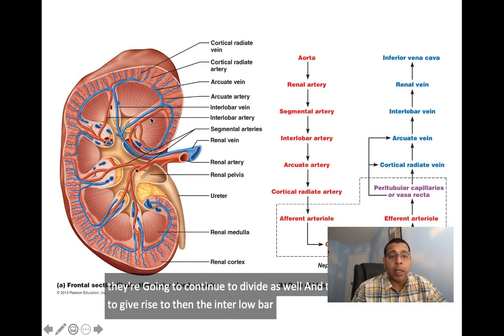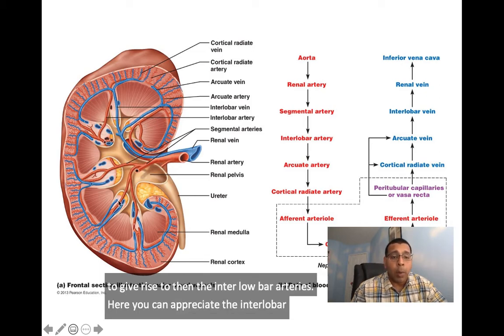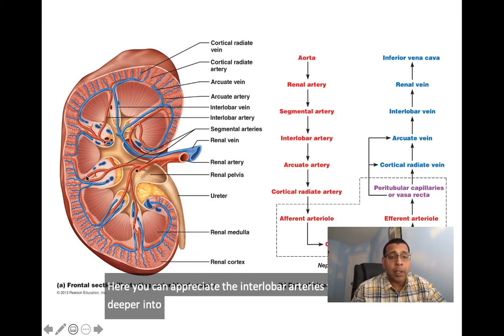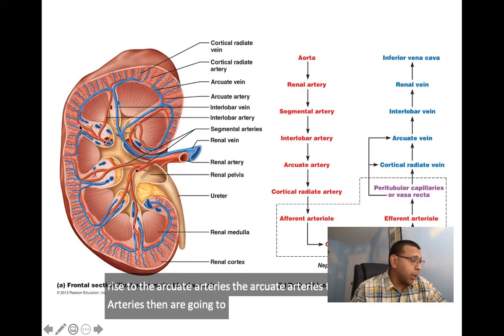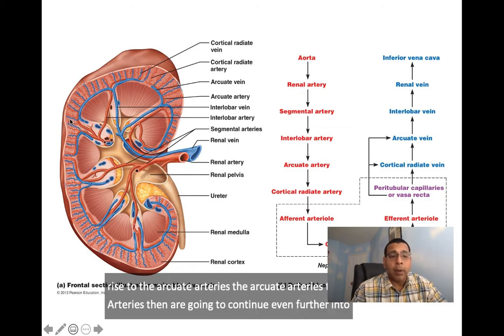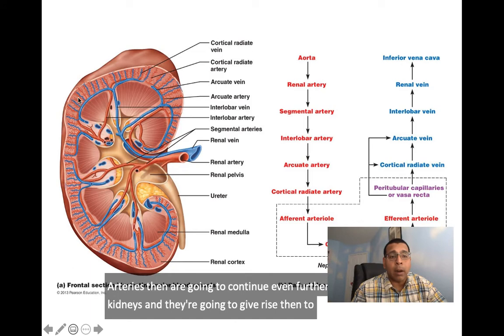Here you can appreciate the interlobar arteries. The interlobar arteries then continue deeper into the kidneys, and they continue to branch, and you can see here they're going to give rise to the arcuate arteries. The arcuate arteries then are going to continue even further into the kidneys, and they're going to give rise then to the cortical radiate arteries you see right out here.